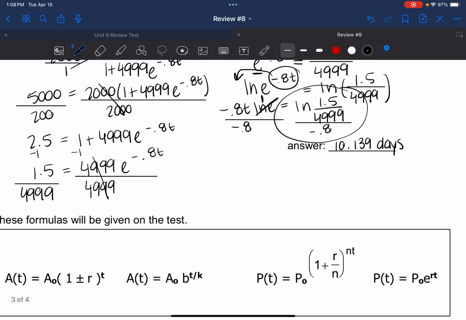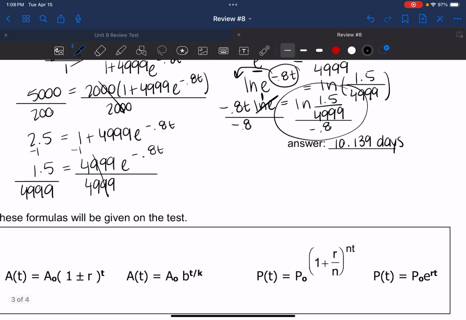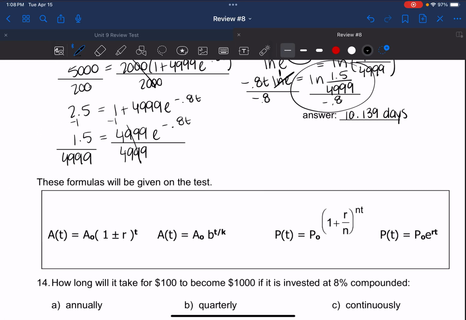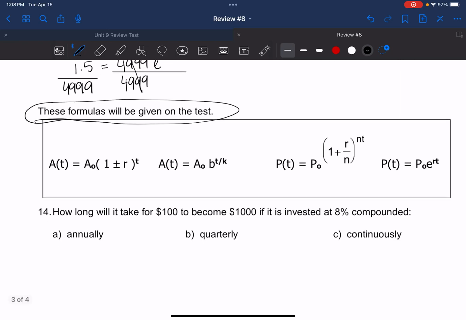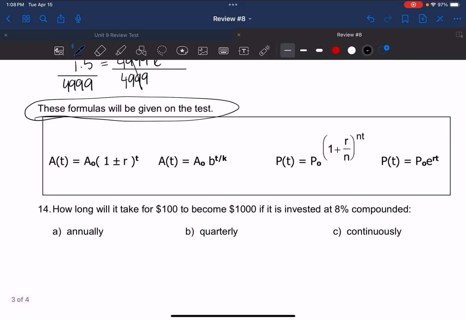All right, for the next couple of questions, they give us the formulas here, and just like it says, these formulas will be provided for you on the test. You just need to know how to use them, when to use which one. Number 14 says, how long would it take for $100 to become $1,000 if it is invested at an 8% rate and compounded annually, quarterly, and continuously? So we're going to have to do all three.